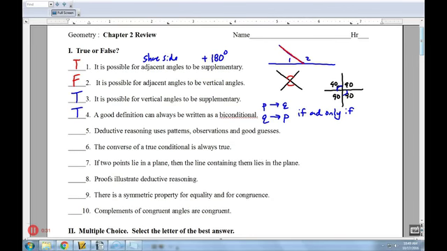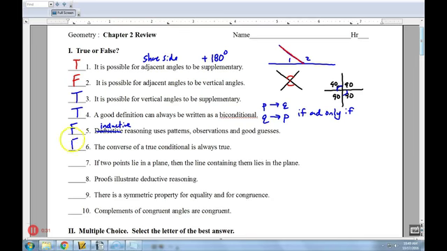Number 5, deductive reasoning uses patterns, observations, good guesses. That is false. That would be inductive reasoning. And you should have learned that from your vocab quiz. Number 6, the converse of a true conditional is always true.